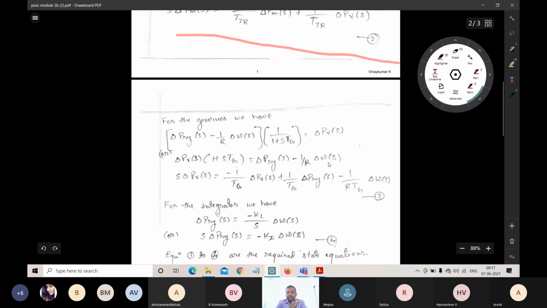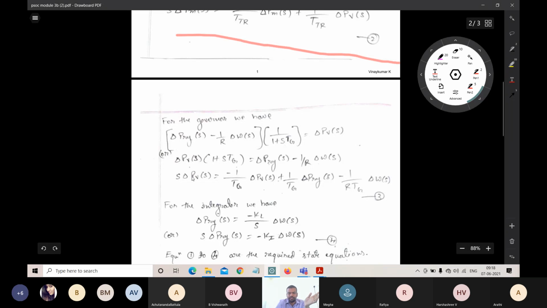So now bring the S factor into the output function. The S factor into the output function. So the S that is there has to come to the output function. So S delta PV of S, that will be equal to, after simplifying, minus 1 by TG delta PV of S. So multiply this: delta P reference of S into 1 by 1 plus STG, minus 1 by R delta omega S into 1 by 1 plus STG. So multiply that and do the cross verification, that's all.